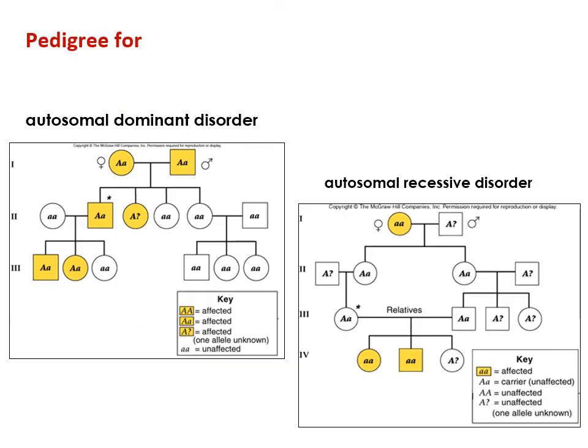Here is an example of a pedigree chart for an autosomal dominant disorder. How do we know it is an autosomal dominant disorder? The clue is the trait or characteristic can be seen in every generation. Whereas for an autosomal recessive disorder, the trait or characteristic skips generations, or it is not present in every generation.